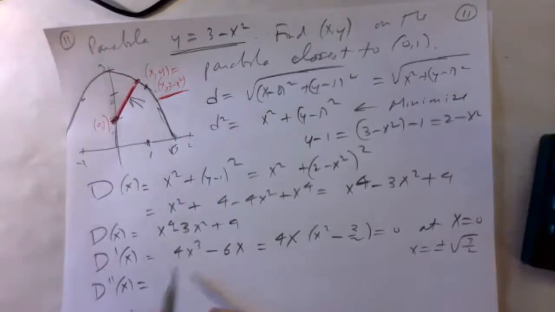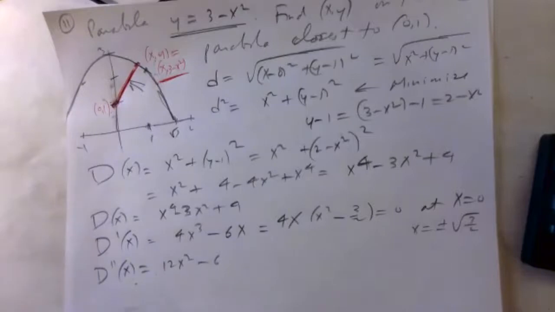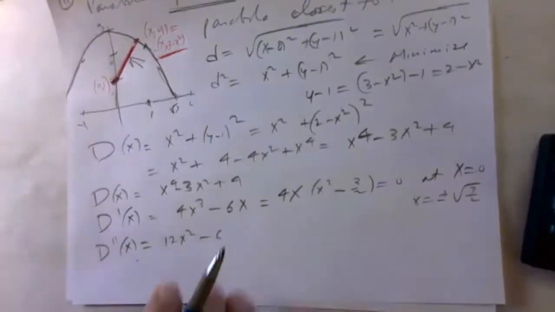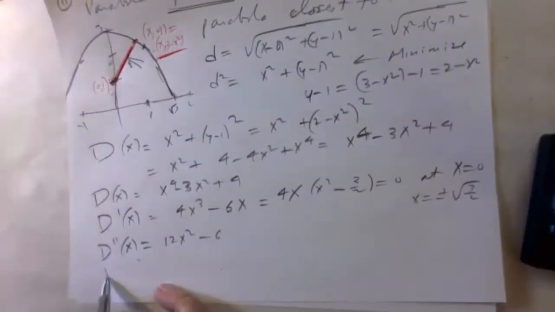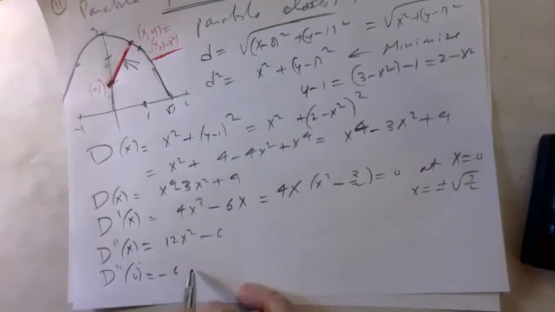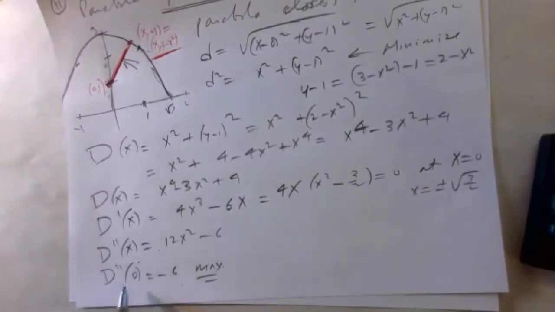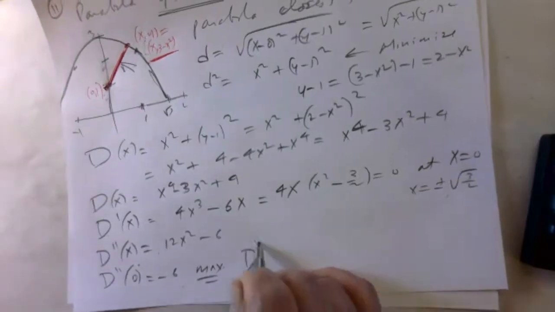What's the second derivative? 12x squared minus 6. These are the critical numbers. The second derivative at 0 is minus 6, so this is a relative maximum by the second derivative test. Where the second derivative is negative, the function has a relative maximum.